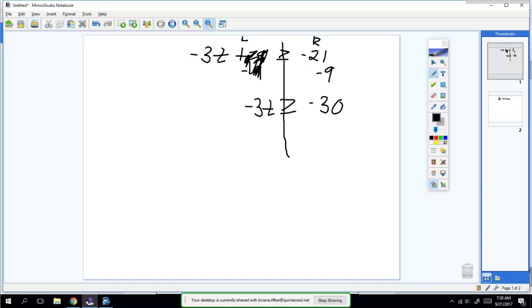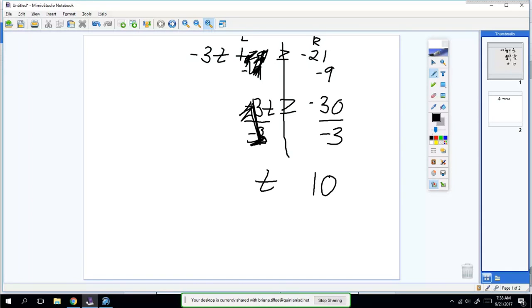So now we're down to our final step. Next number I'm looking at is a negative 3. Well, since it's staying right next to the t, it's being multiplied. So the opposite of that is division. So I'm going to divide negative 3 to both sides. So these negative 3's come out to a 1. My t comes down. Negative 30 divided by negative 3 is a positive 10.